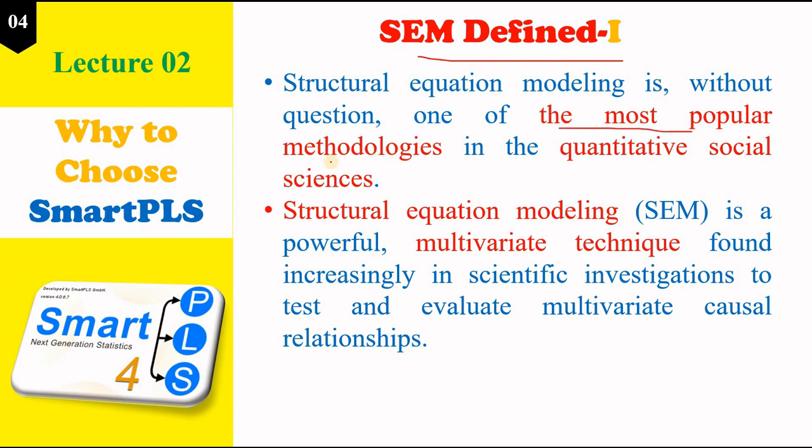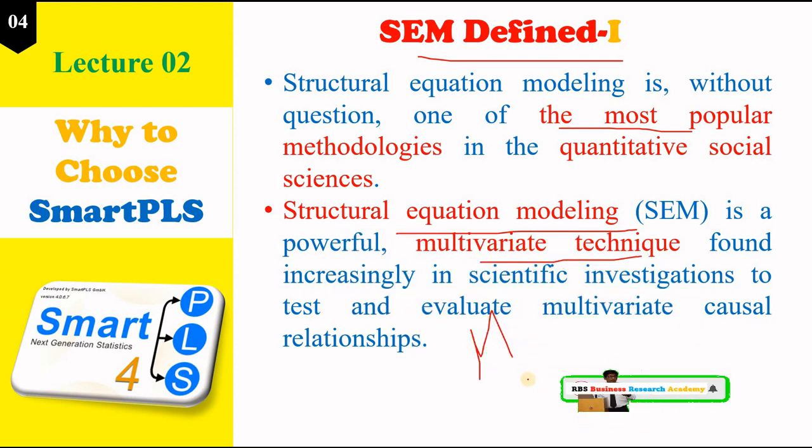Now if we talk about the definition of structural equation modeling, the first thing is that it's the most popular methodology in the quantitative social sciences, and structural equation modeling can handle multivariate techniques. Dear friends, there are basically three types of analysis: univariate, bivariate, and multivariate. Now it's the time of multivariate techniques, so that's why there is a subject of MDA, multivariate data analysis. Many different variables are available in the model, and with the help of structural equation modeling, we can analyze many complicated models simultaneously.